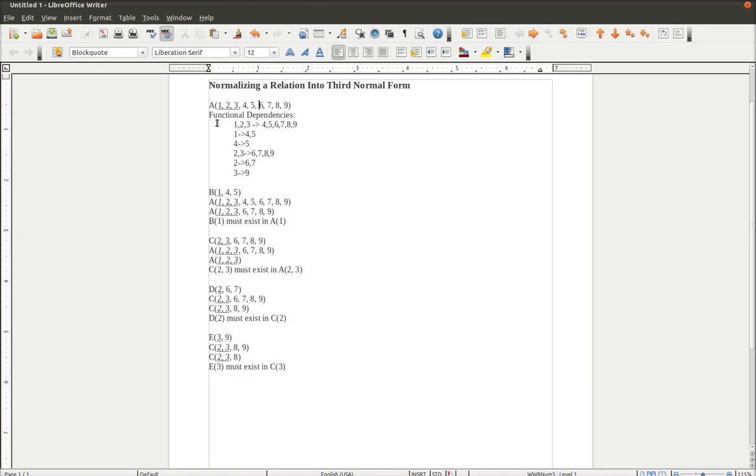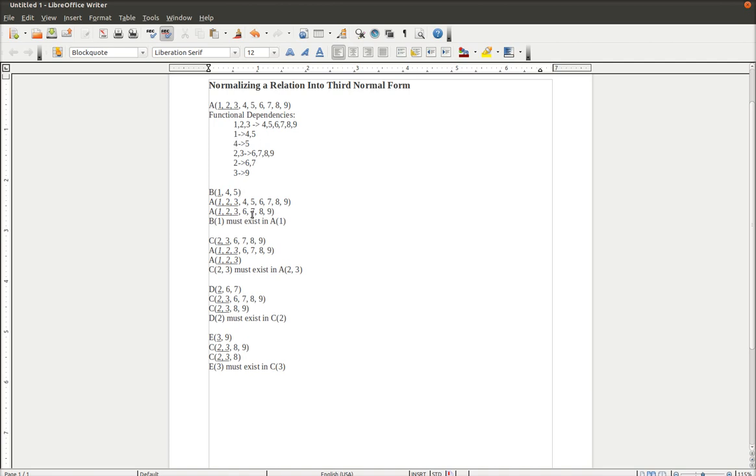So in order to normalize this, we need to look at our relations. We have what A has become, A, 1, 2, 3. There's nothing wrong with that because there's no non-key attributes in there. So we move up to B, and we see we have B, 1, 4, 5. Now 4 and 5 together are our non-key attributes. So if we look back here in our functional dependencies, we see that 4 determines 5.